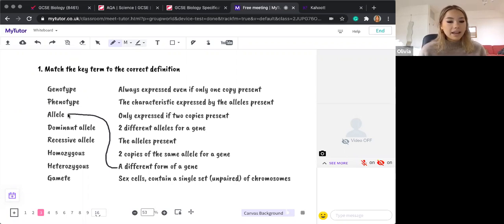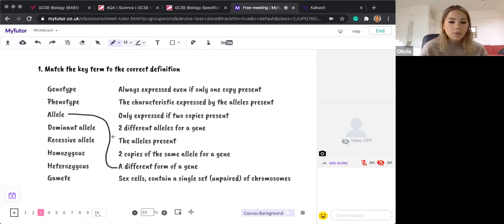So a gene is a section of DNA. Remember, DNA is found in chromosomes, and it controls a characteristic. And we actually say that genes code for proteins. Well remembered, and those of you who are saying that in the chat, brilliant. Okay, so an allele is just a version of that gene. So for example, we had a gene that would control eye color, and we might have one that gives us blue eyes, brown eyes, and green eyes, or whatever.